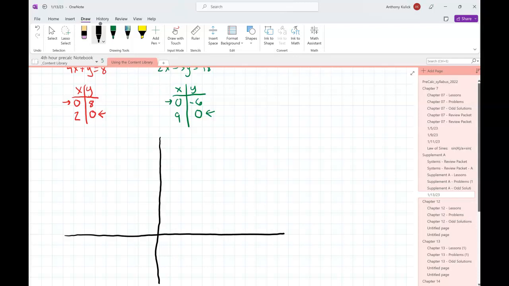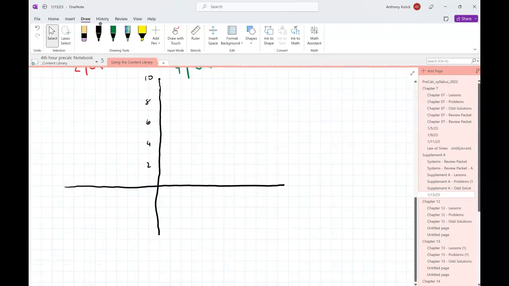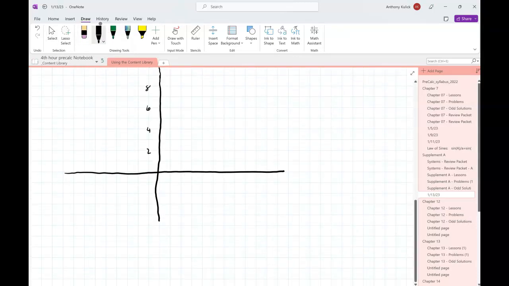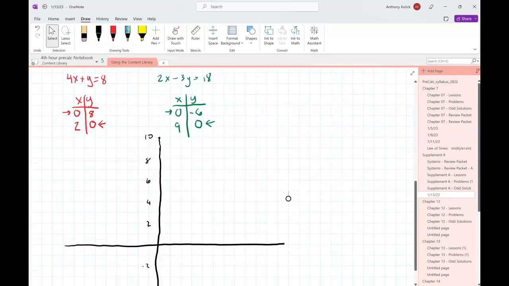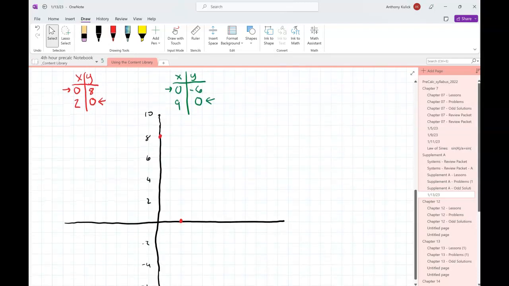All right, let's see. 2, 4, 6, 8, 10. Then we have -2, -4, oops, that's not right. -2, -4, and -6. All right, draw our stuff here in red. So I have 0, 8, and then 2, 0.